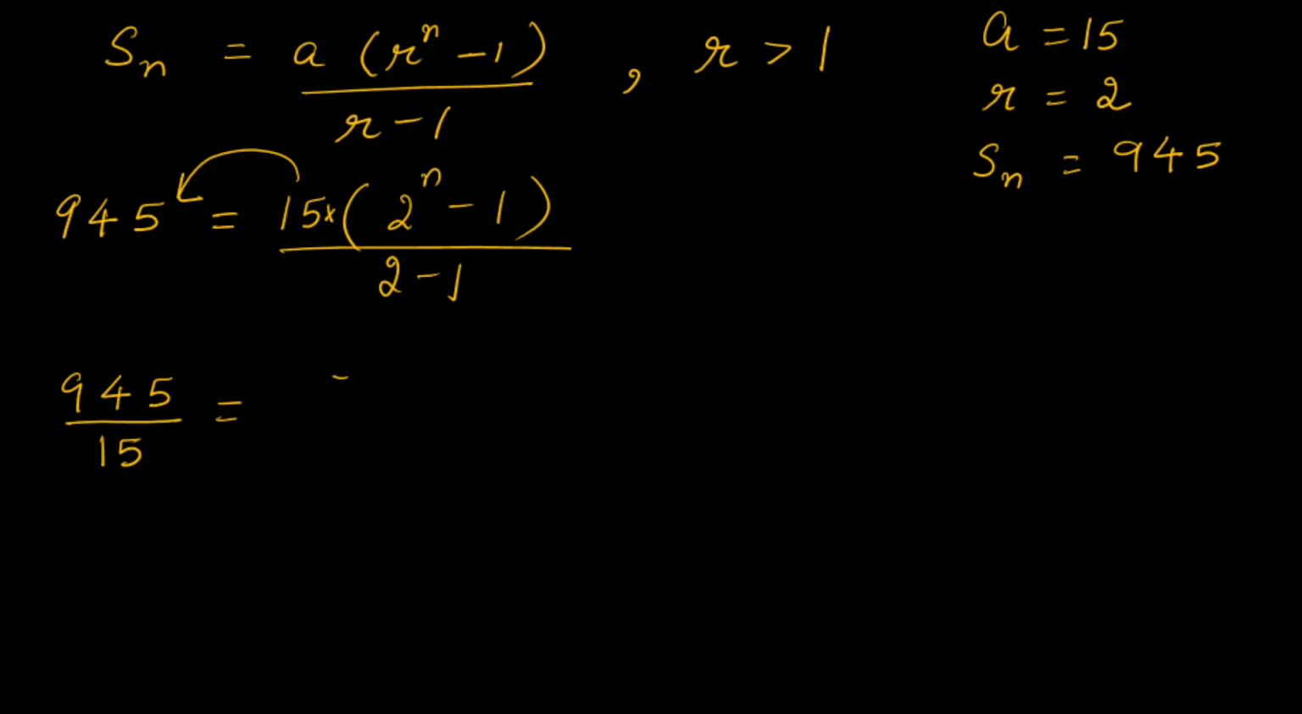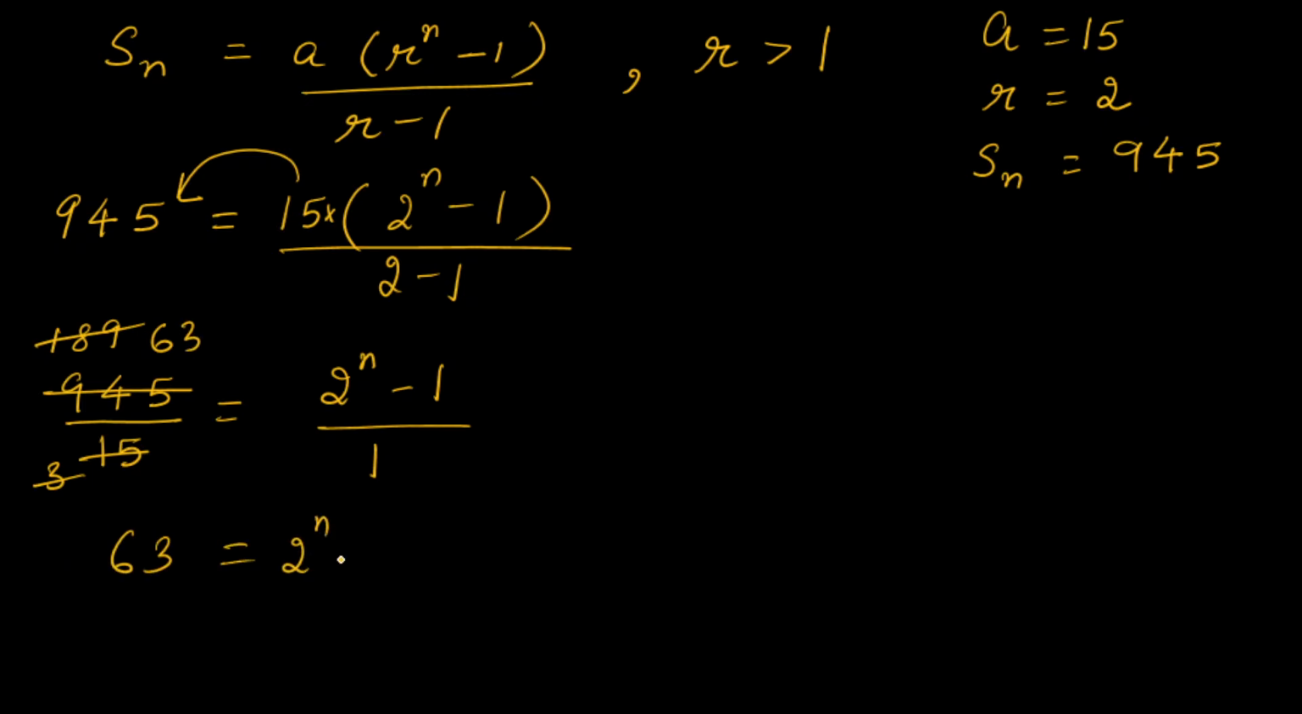Because multiplication changes to division, this is 2 to the power n minus 1. Now 2 minus 1 is 1, so by 1, no need of writing; if you want, you can write it also. So 945 divided by 15, you can do cancellation using the table of 5 and then 3. So 63 is equal to 2 to the power n minus 1.